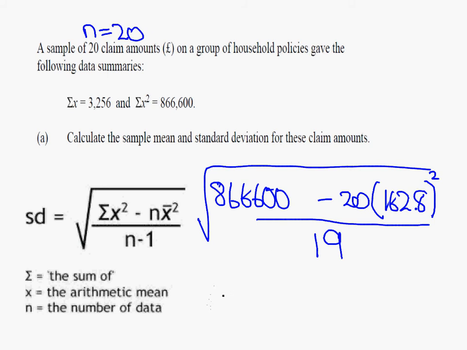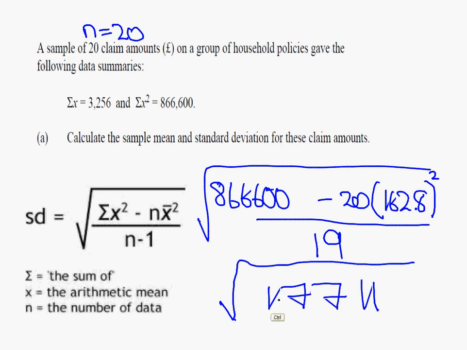When I work out all this value, it's just a bit of calculator work. I am going to write it as the square root of 17,711. This is what it reduces down to once you have done the calculator work. Now that's the variance, this value here, 17,711. That is the variance. The standard deviation, therefore, is the square root of the variance. So it's the square root of 17,711.